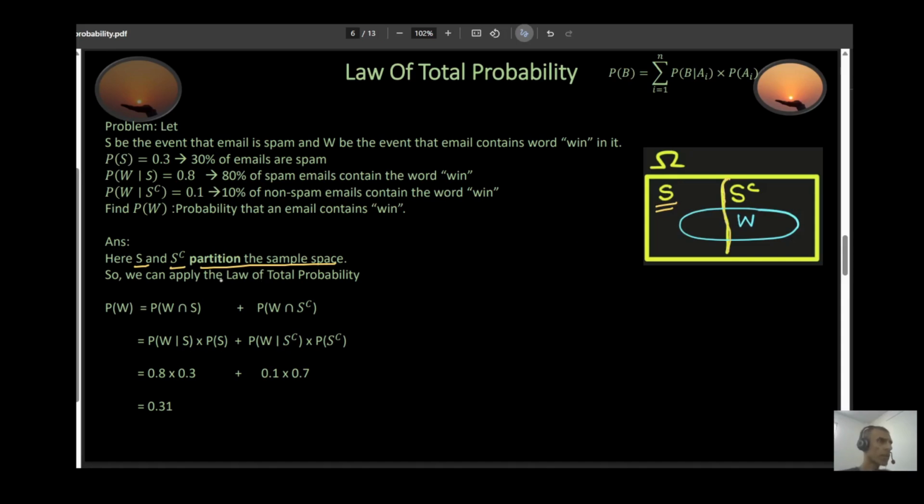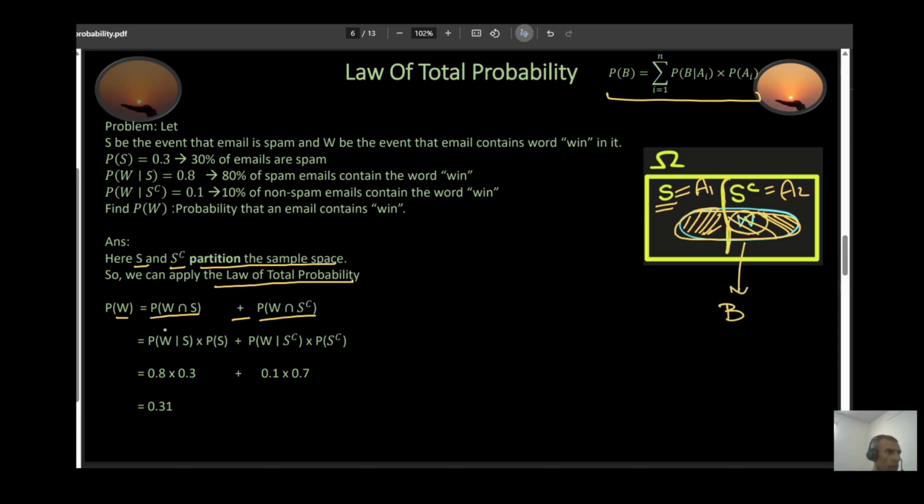right here. Now we can apply the law of total probability to determine the probability that the email contains the word "when" in it. So this would be this region right here. So the probability of W would be given by the probability of W intersection S, that would be the probability of this region, plus the probability of W intersection S complement. That would be the probability of this region right here. And now I can apply this formula directly if I want. So in this case this would be my A1, this would be my A2, and my W would be my B.